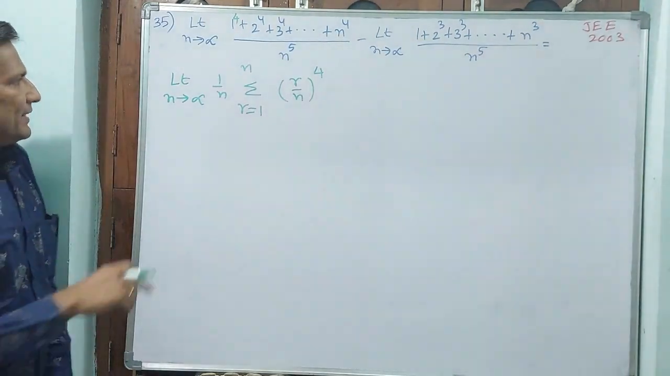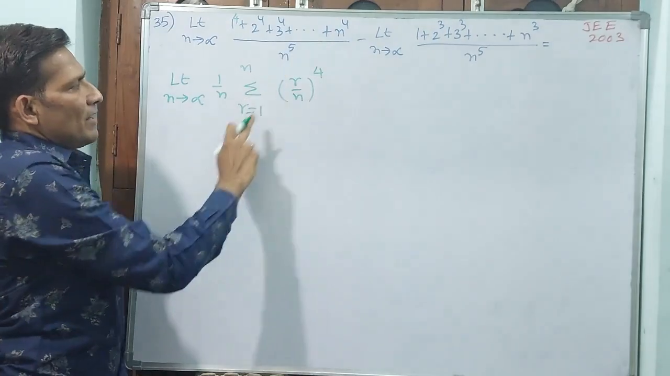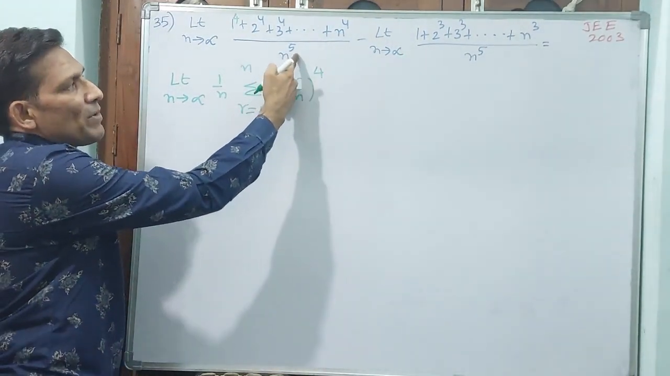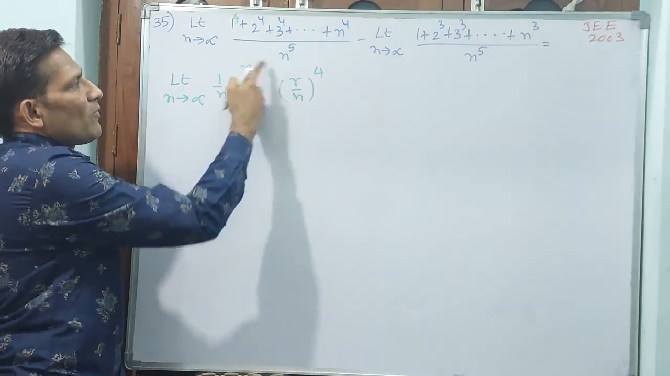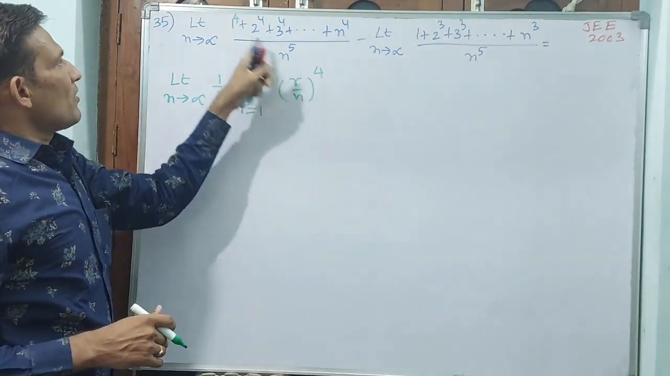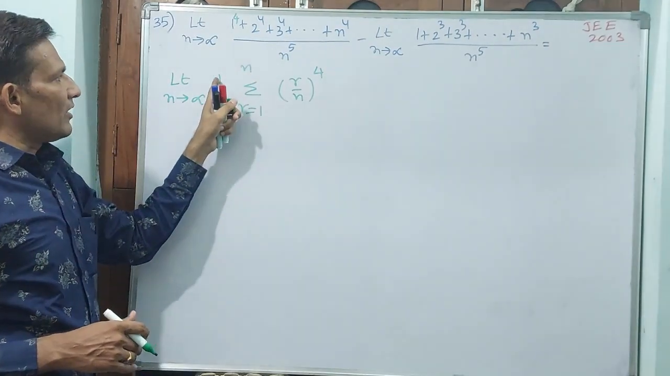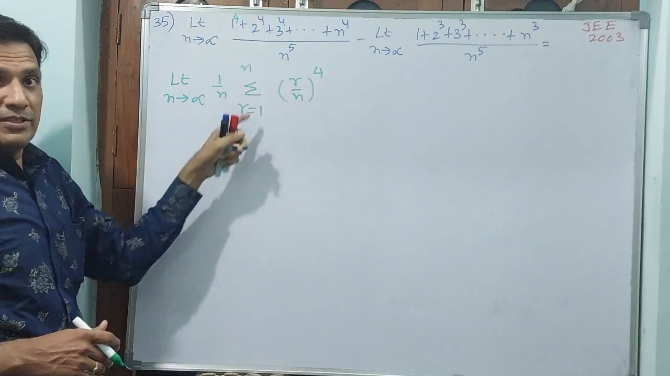1 to n is there, r from 1 to n, that is okay. But because we have r in the numerator only, we have kept n to the power of 5 in the denominator. N to the power of 5 means n to the power of 4 into n, so n to the power of 4 in the denominator is satisfied. Now go for the numerator: r equal to 1 gives 1 to the power of 4, yes. Next r equal to 2 gives 2 to the power of 4, and at last r equal to n gives n to the power of 4. That means this is matched.